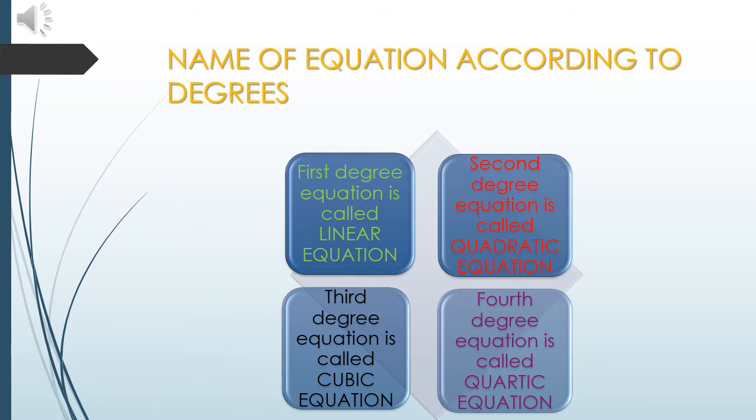Now, third degree equation means the highest power of variable in the equation is 3. That's why it is called cubic equation. And the fourth degree equation means the highest power of variable in the equation is 4. And this type of equation is called quartic equation.